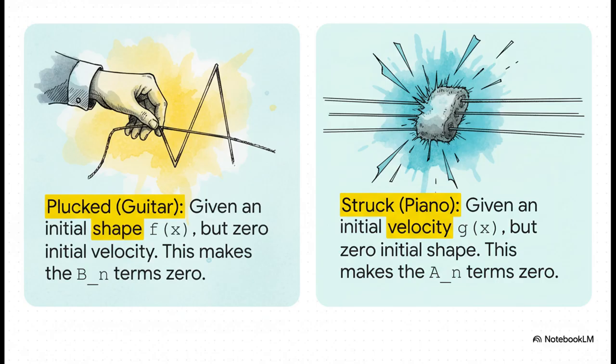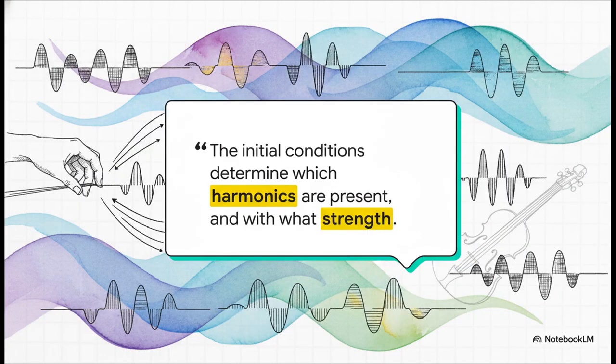Now, flip that for a piano. A hammer hits a flat string, so its initial shape is 0, but it gets a sudden jolt of velocity. In this case, it's all the A terms that disappear. The sound is determined completely by the speed of that hammer strike. Two different ways to start, two totally different sounds. And that right there is the key takeaway. The way you start the vibration, that initial shape and speed, is basically a recipe. It tells the string which of those simple, pure harmonics to use in its final sound, and how loud each one should be. It's what gives an instrument its unique voice, its timbre.